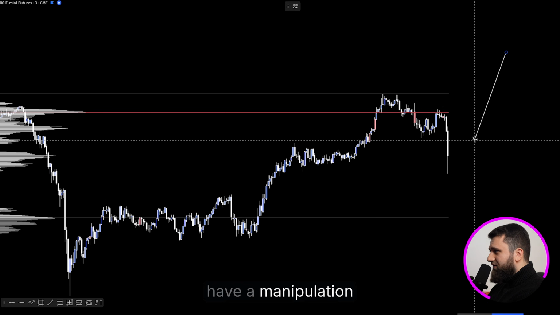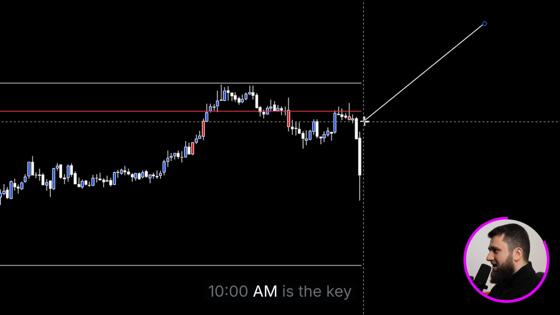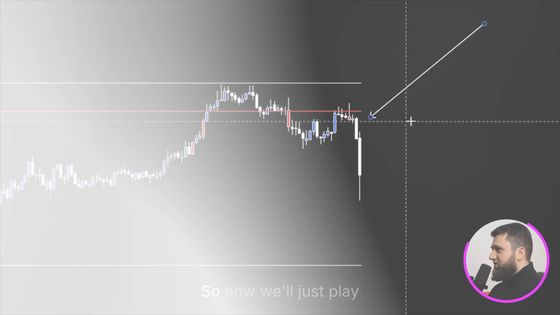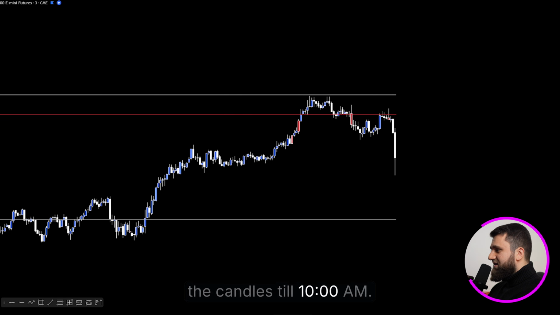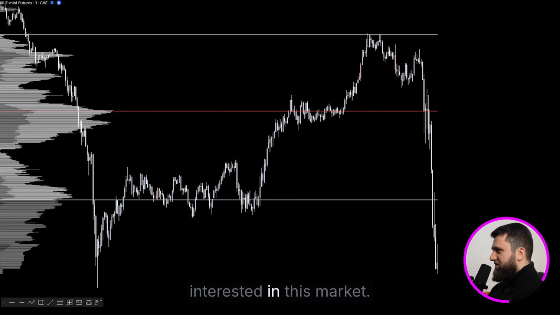You can see we have a manipulation candle right here from the point of control. As I said, guys, 10 a.m. is the key time window for us. So now I will just play the candles till 10 a.m. Look at that, we have a massive drop, and now we are interested in this market.